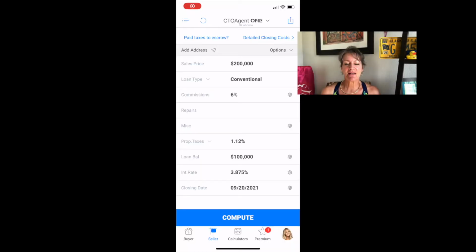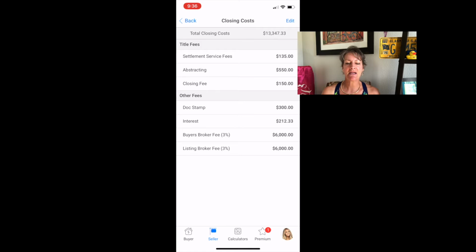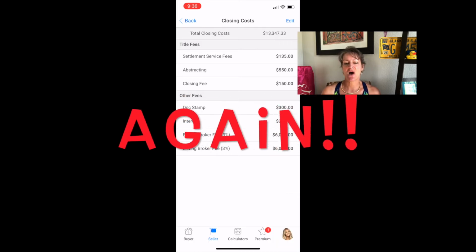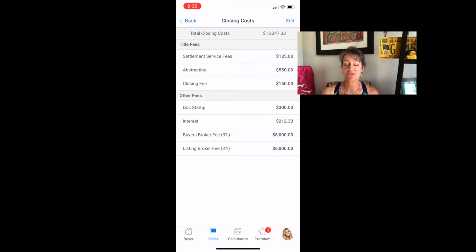Okay, looking at the costs in selling a $200,000 home, you can see that your title fees, including the abstract, again, are about the same cost, $835. So that is a fixed cost. The doc stamps now are up to $300. So that is not a fixed rate cost. That one actually changes based on the sales price of your home.